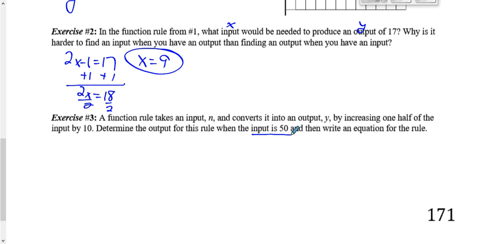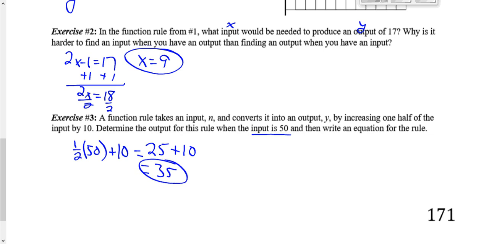Okay, so let's do what they say to 50. Half of 50. And then what? Increase it by 10? What does that give you? What's half of 50? So we get 35. Okay?